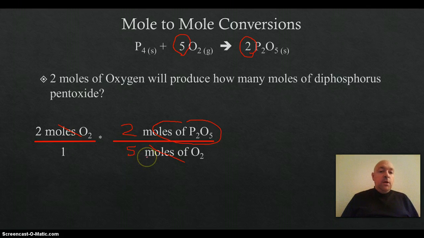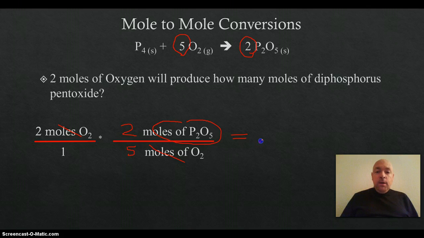So you have 2 over 5, that's your ratio between the two. And you always get those numbers from the coefficients in your chemical equation. And then once you have those in, then you just do your math from there. And so I solve, and this would be 4 on top and 5 on bottom, which you don't ever leave in a fraction form.